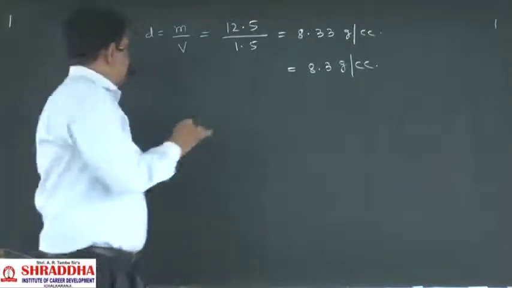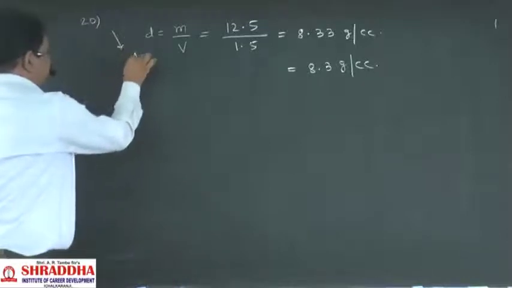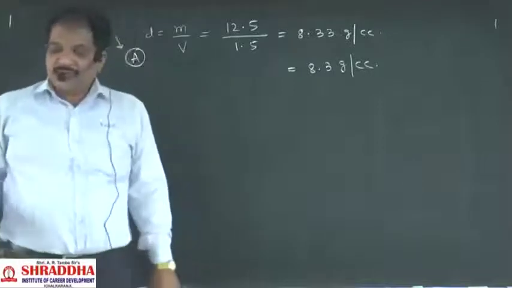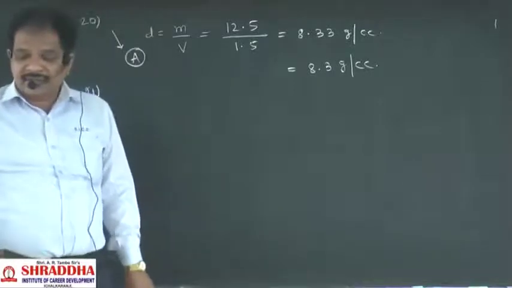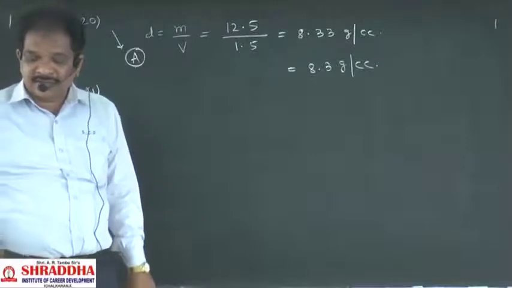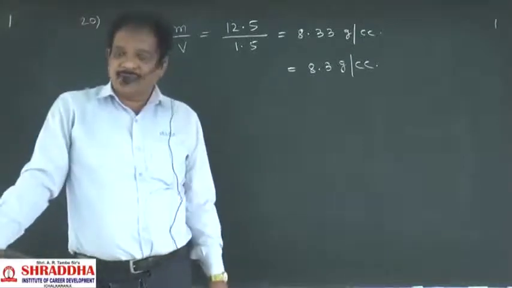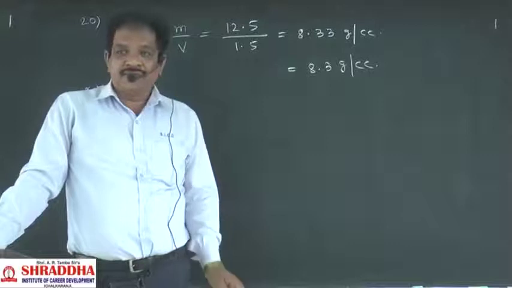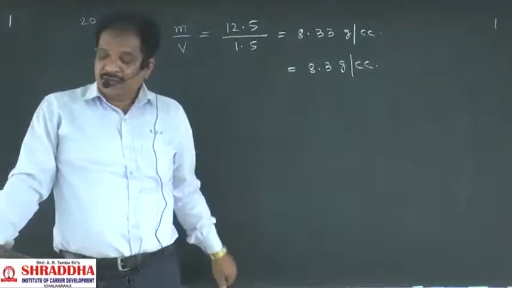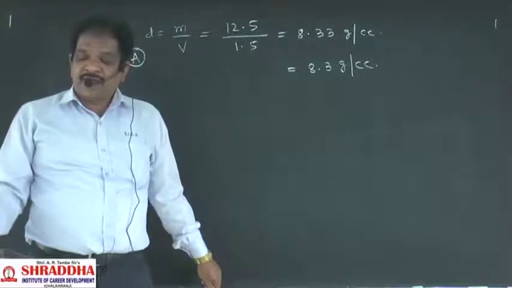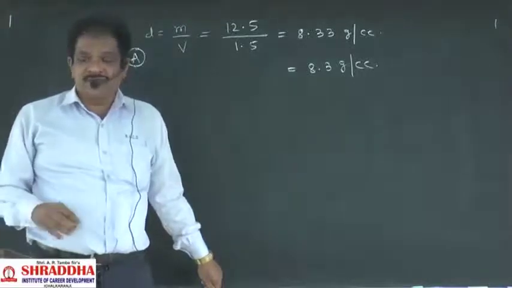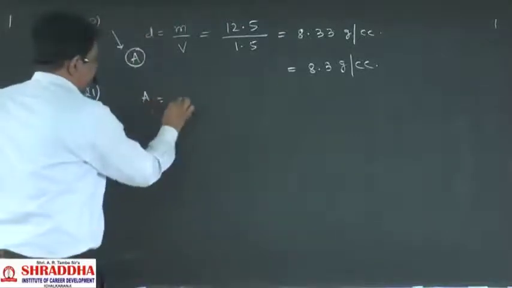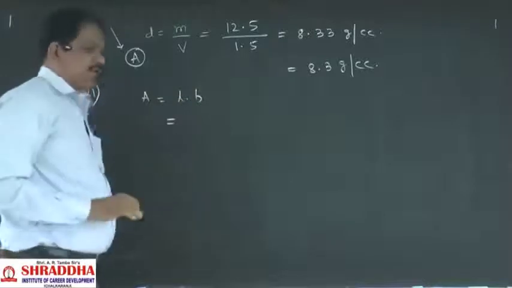Clear? 20. Next, 21. What are they asking? See. Length and breadth are given. Area is what they are asking. We have to do the multiplication because length has four significant figures, breadth also has four significant figures, and the answer also has four significant figures. That's why we have to do area is equal to length into breadth. All of us know about that.